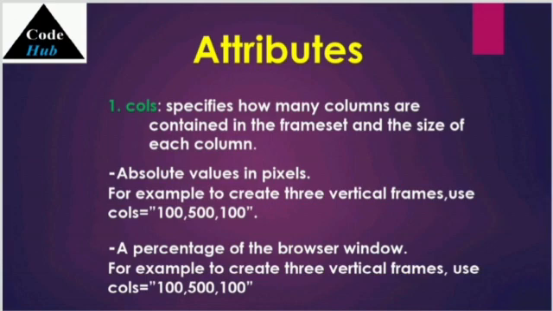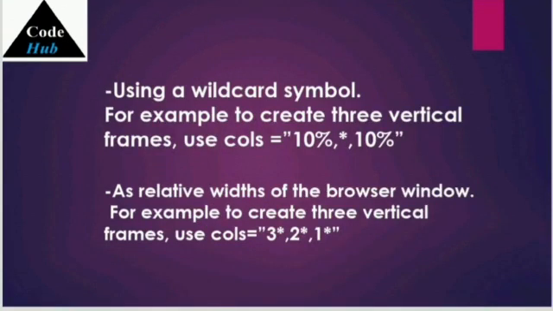A percentage of the browser window. For example, to create three vertical frames, use cols 10%, 80% and 10%. Using a wildcard symbol. For example, to create three vertical frames, use cols 10%, *, 10%. In this case, the wildcard takes the remainder of the window. As relative width of the browser window. For example, to create three vertical frames, use cols 3*, 2*, 1*. This is an alternative to percentage.